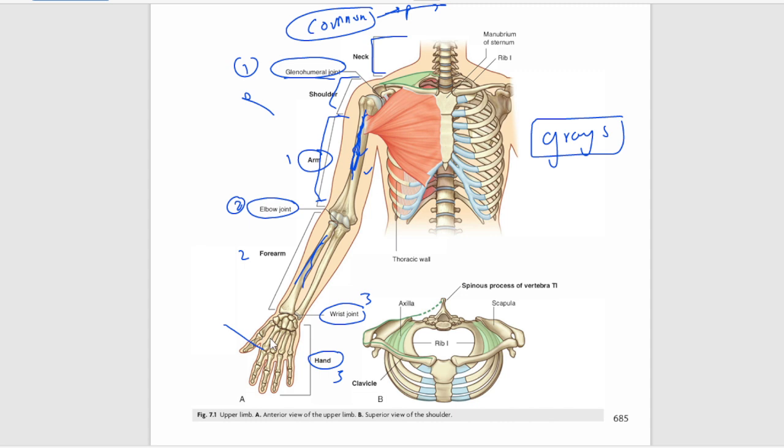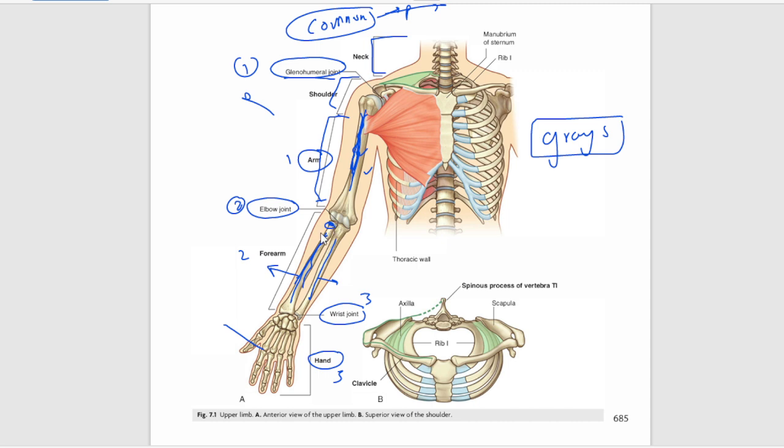Now come to the bones. This is the humerus bone. This is the radius bone. This is the ulna. This is called the radius bone. This is called the ulna. Now the ulna. This is the head.